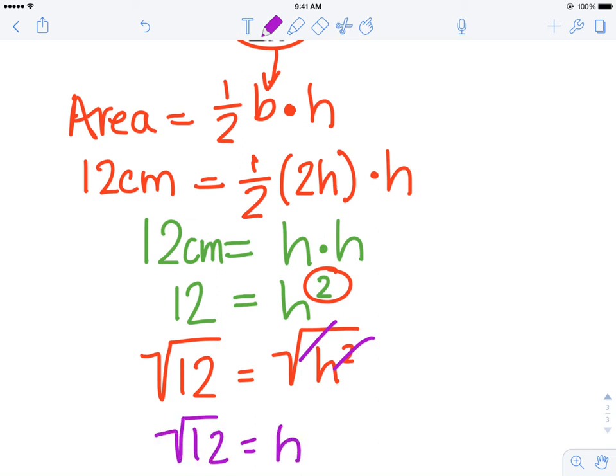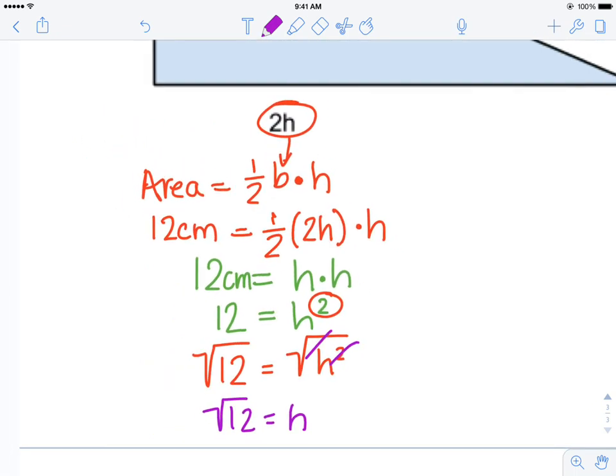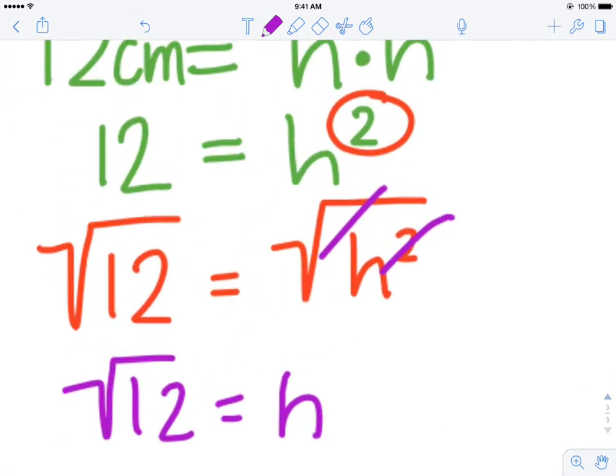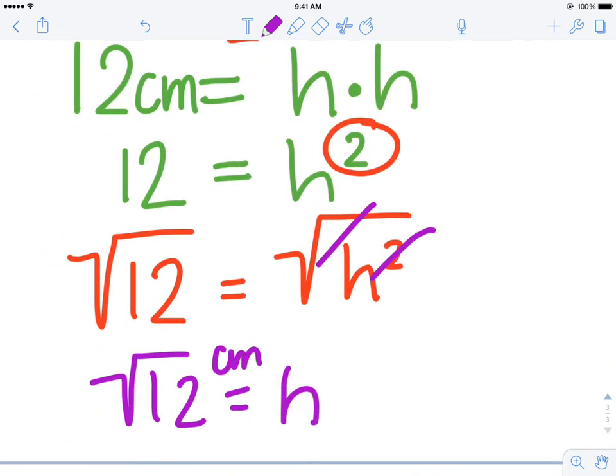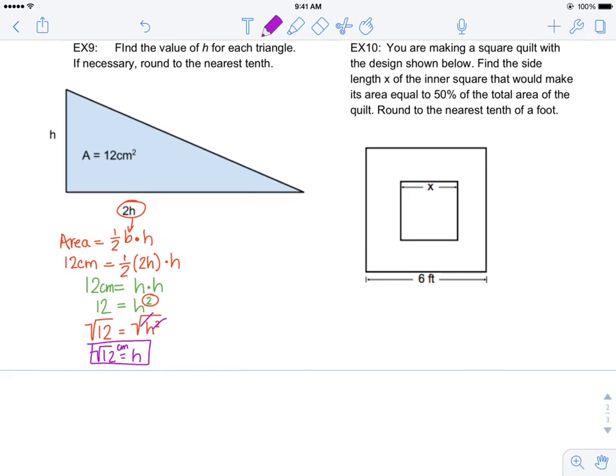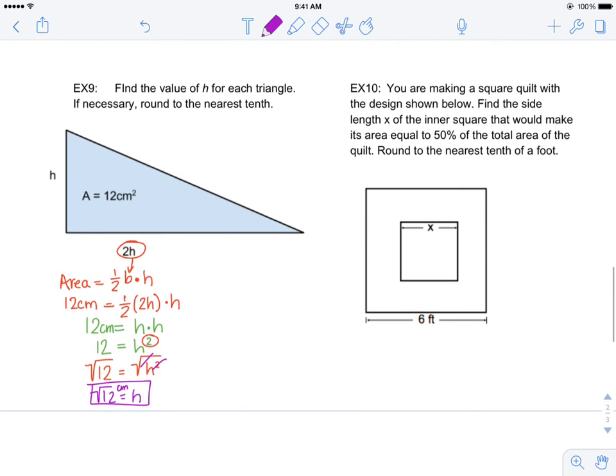You can either leave this as the square root of 12 or find the decimal. That is your choice because it's not a nice number. And remember that that is centimeters. And that would be your answer. You can easily find the area of a triangle by using square roots.